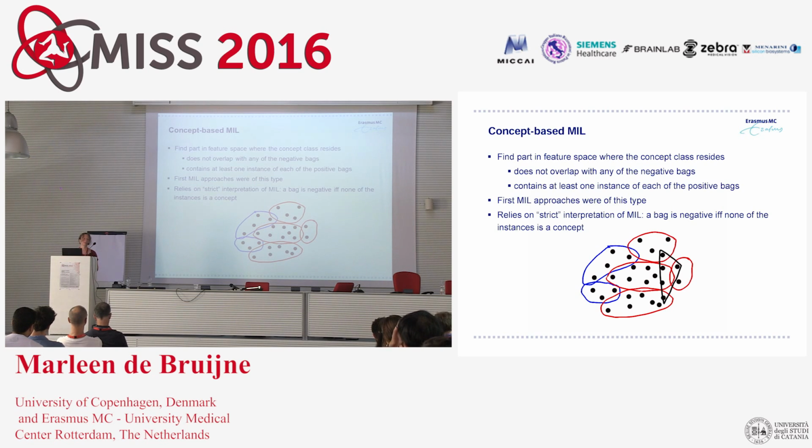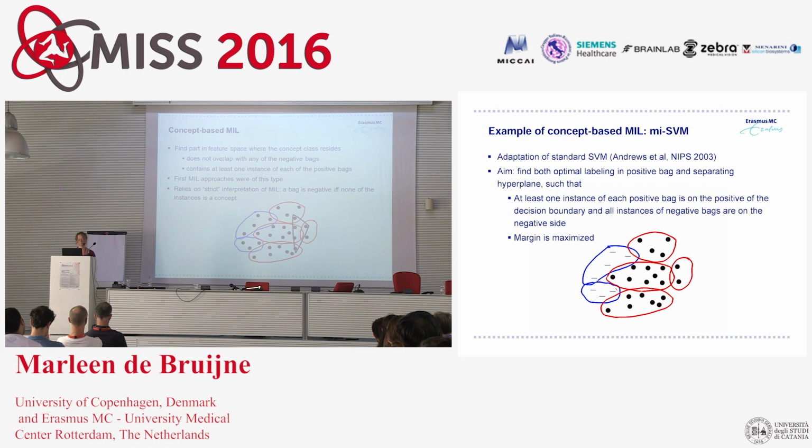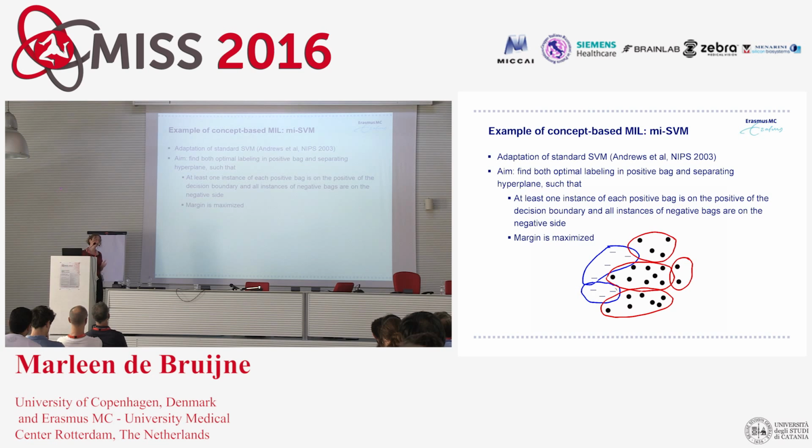So yeah, this relies on the rather strict original interpretation of multiple instance learning. And in the example that I showed before, the concept that we would look for would be at least in this region, and it might be larger depending on additional assumptions. Now, how can you optimize that? I'll show just one example related to the concept-based approaches, which is the multiple instance SVM. It's used quite often.